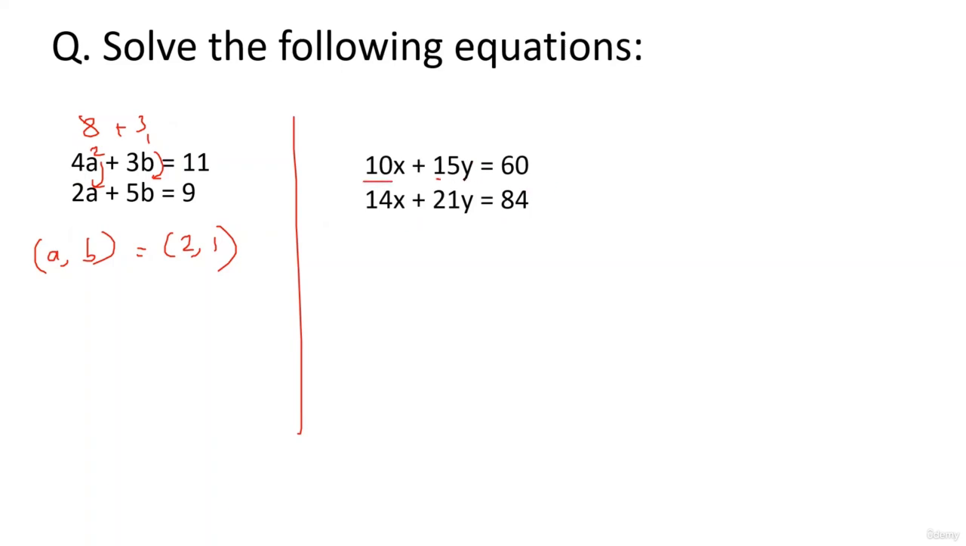First, check the ratio of the x coefficient. 10 upon 14 is nothing but 5 upon 7. 15 upon 21, the ratio of the y coefficients. 3, 3 cancel, will again be 5 upon 7. So I'm sure that definitely there won't be a unique solution here. Let's look at the ratio of the constant term, 60 upon 84.